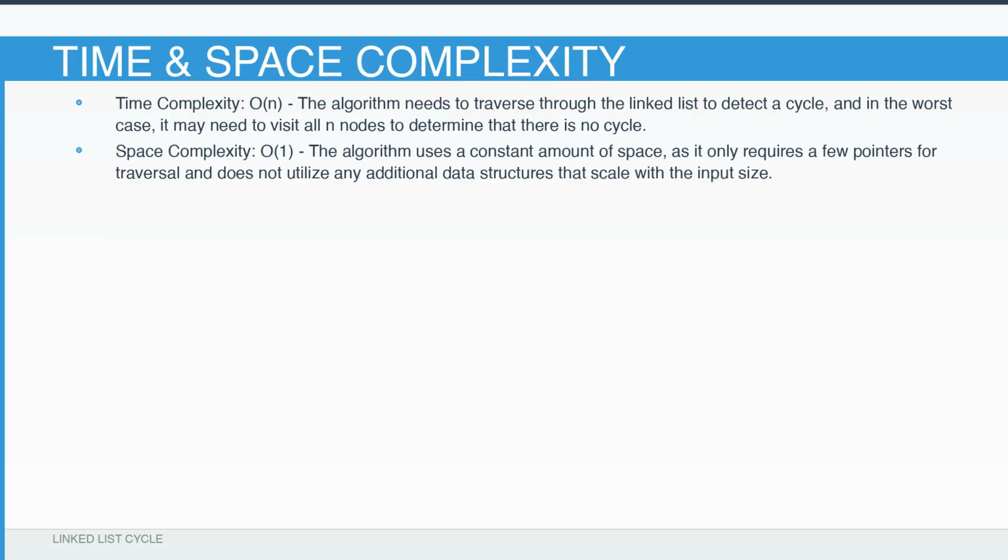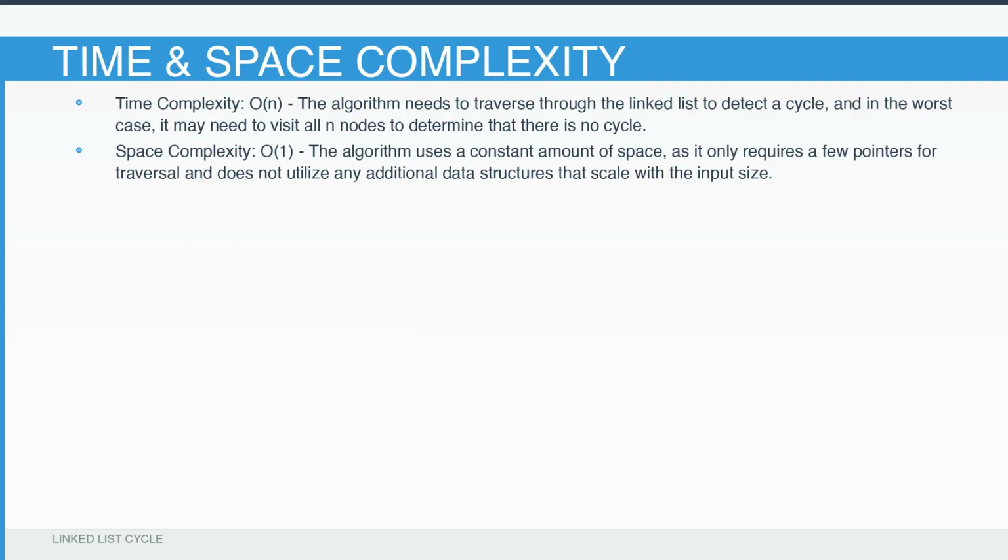The algorithm operates at O(n). This means that in the worst-case scenario, we may need to traverse the entire linked list, visiting all n nodes, particularly if there is no cycle present. Think of it like walking through each room in a long hallway. You won't know if there's a hidden door until you check every room.